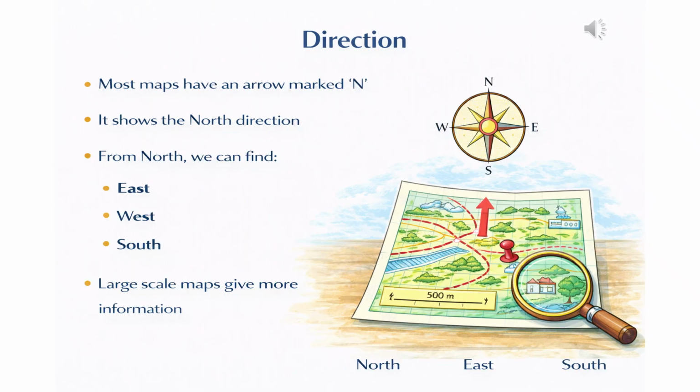Most maps have an arrow marked, which shows north. Once we know north, we can easily find other directions. From north, we can find east, west, and south. Direction helps us know where a place is located.